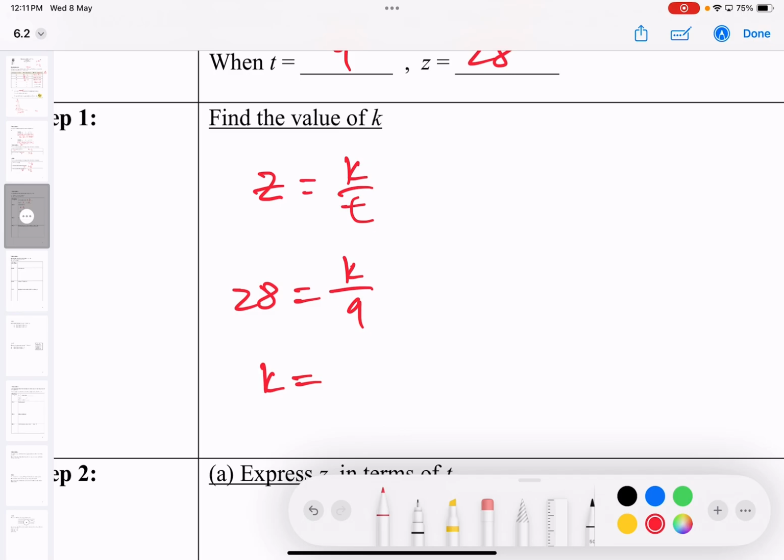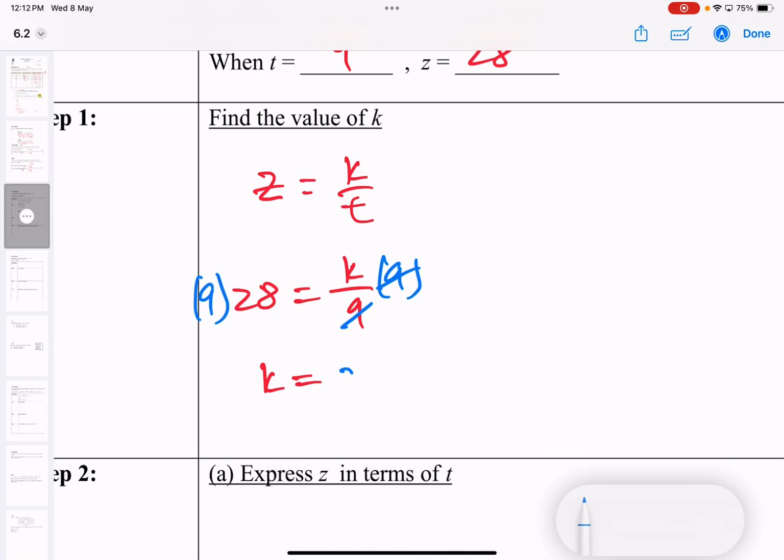Elvis, the plan is to multiply both sides by 9. Why do you want to do that? If you multiply by 9 on the left and right, the 9 and the 9 can cancel. Correct? So if it cancels, you are just left with K. So what is this? Can you enter? Elvis, can you help us out now? 252. Thank you very much. Okay, so you get 252.